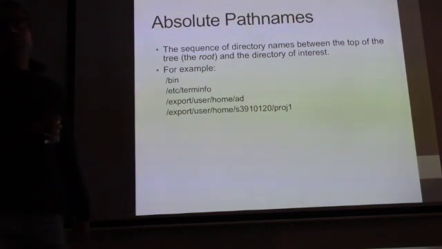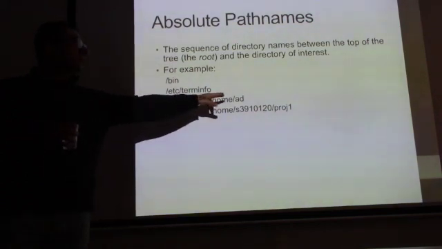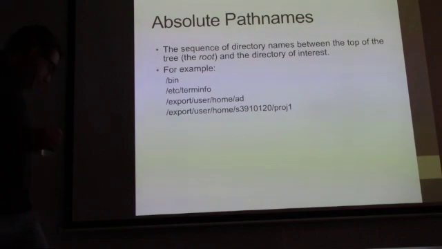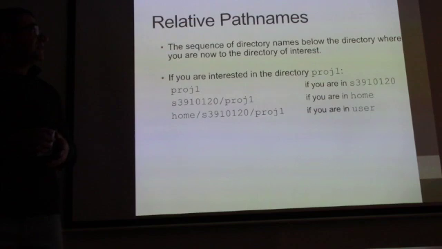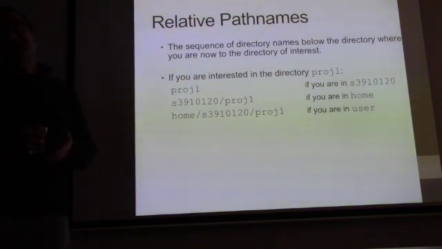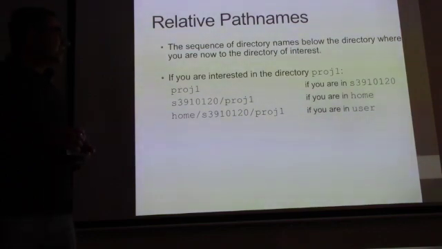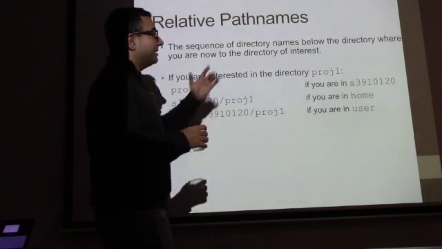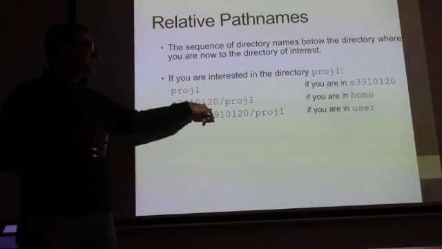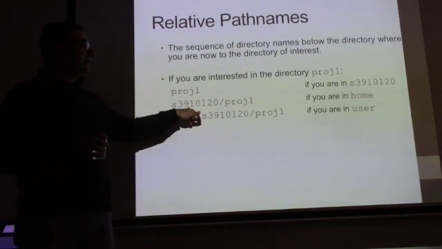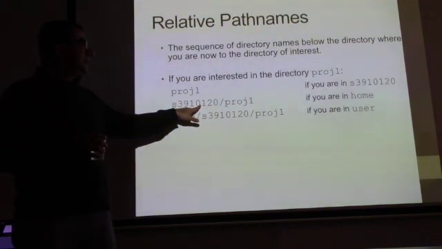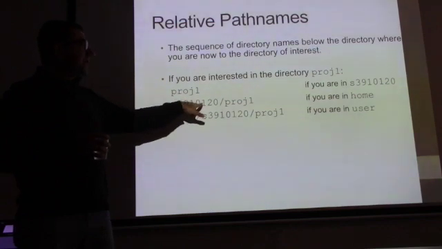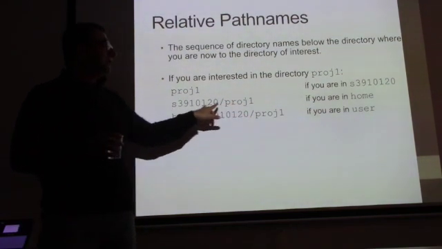path. Because you're connecting from the root to the directory, it's absolute. So then that makes me think of what is a relative path. A relative path is the sequence of directory names below the directory where you are now to the directory of interest. So let's say you're in this S391020 directory. Relative to this directory, the path to PROJ1 is your relative path.